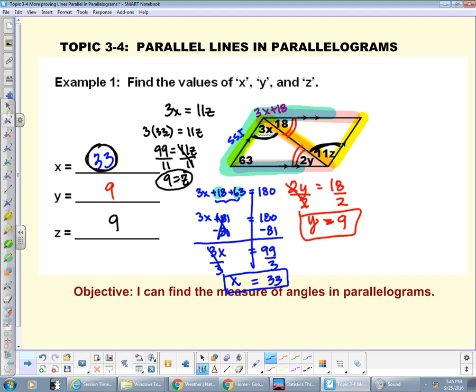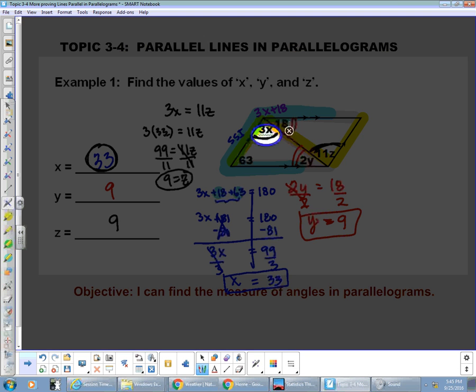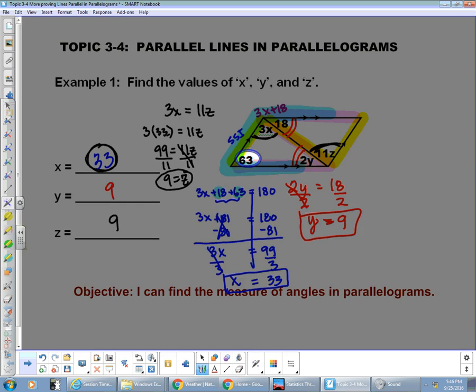Again, the key thing for you to recognize here is the type of angle pairs that we're looking at. 3x was alternate interior with 11z, 2y was alternate interior with 18, and 3x plus 18 and 63 were same side interior angles. So when we're looking at parallelograms, our angle pairs are either going to be alternate interior or they're going to be same side interior.